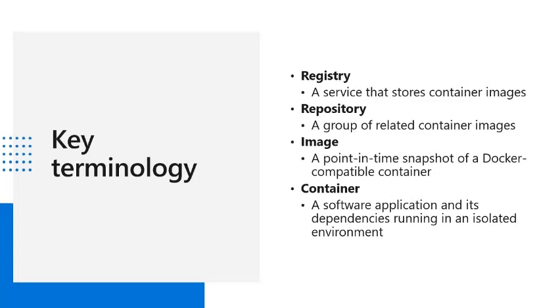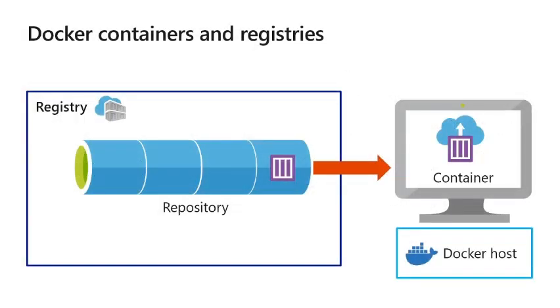So I hope it's clear, but I would like you to go again through these definitions and understand them in a better way. Now, Docker containers and registries. A registry has a repository, which is getting a container image from the Docker host.